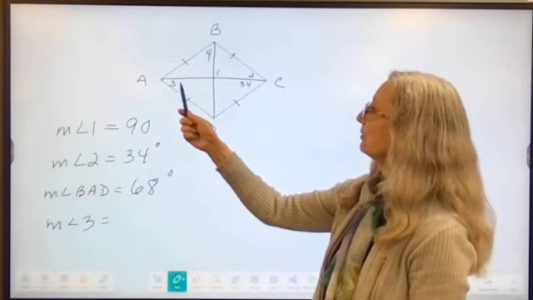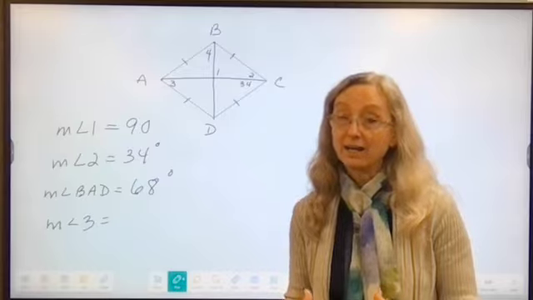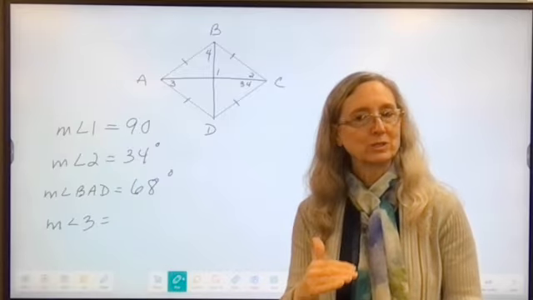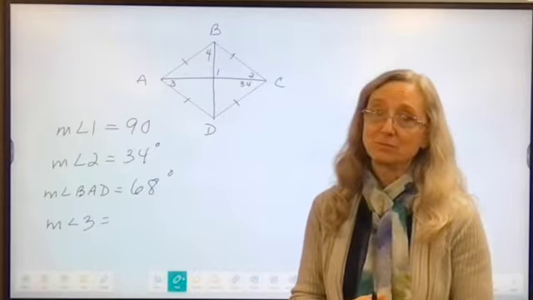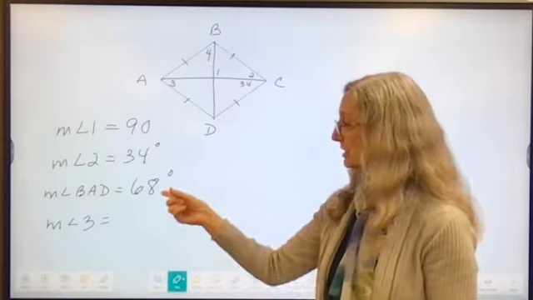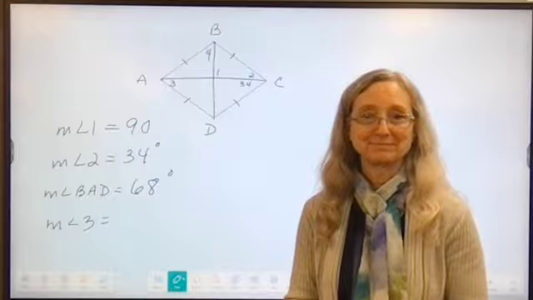Now let's find the measure of angle 3. Angle 3 is here, part of angle BAD, but because it is a rhombus, that angle was cut exactly in half, so the measure of angle 3 has to be 34 degrees, which is half of 68.